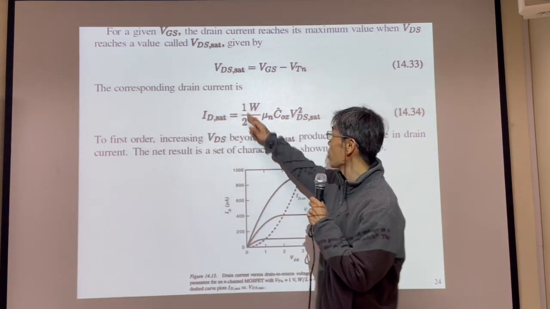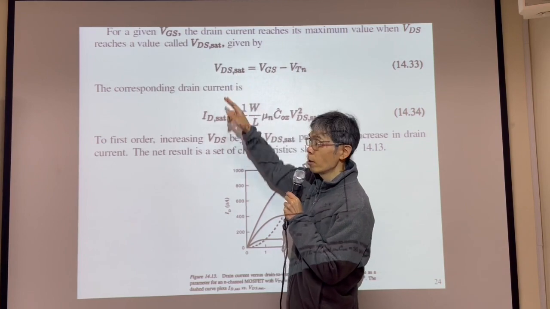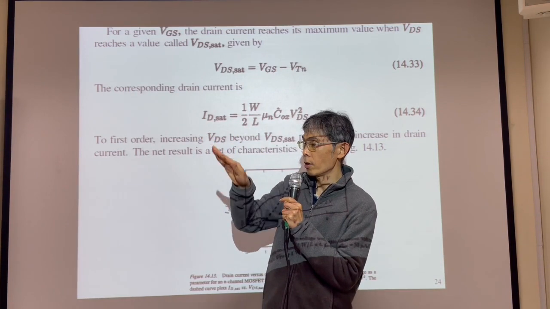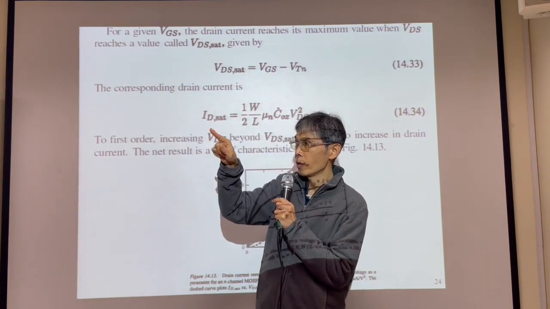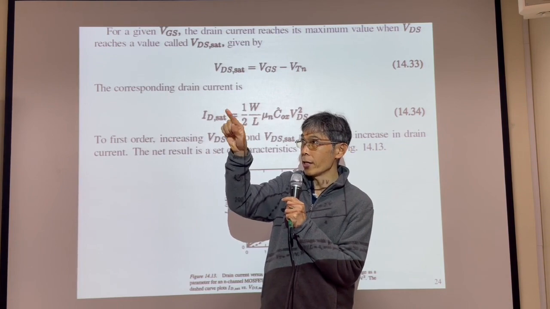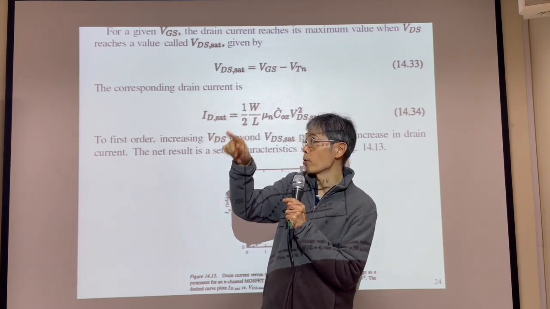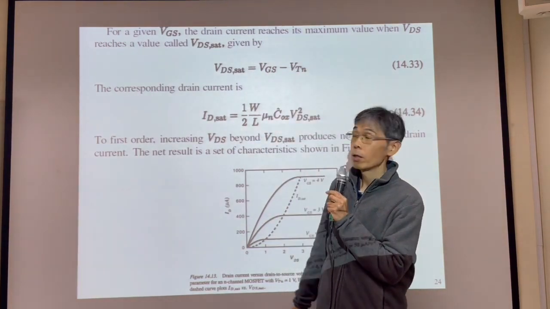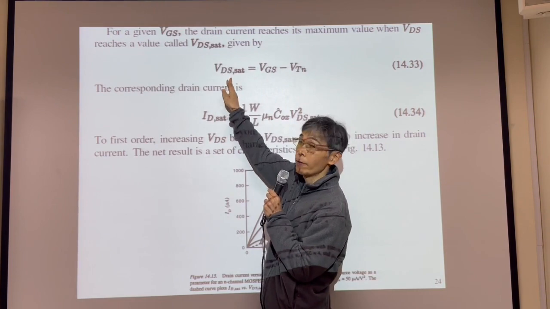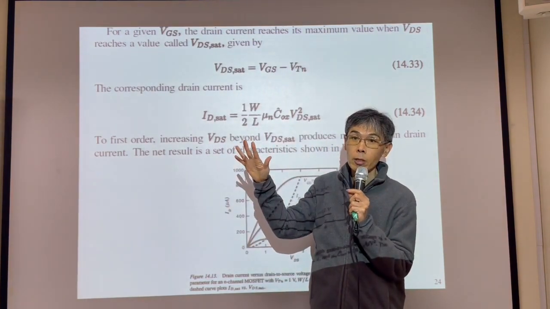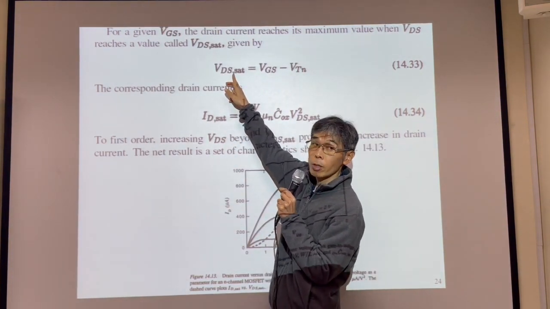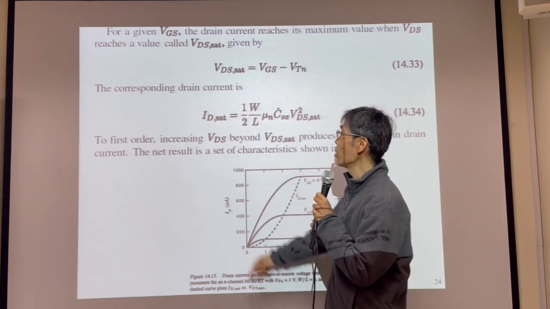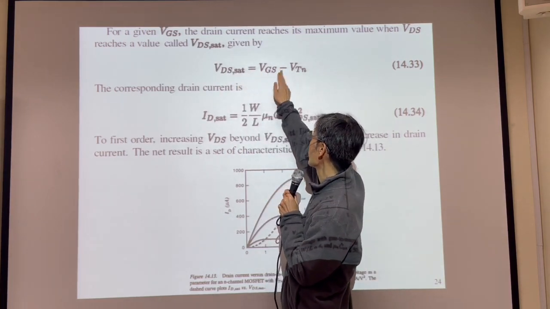So this is at the saturation, the boundary between the linear and the saturation area, there's an angle. At the angle point, the transition point, VDS equals VGS minus VT. If VDS is more than this value, it's saturation. So this is the critical point.